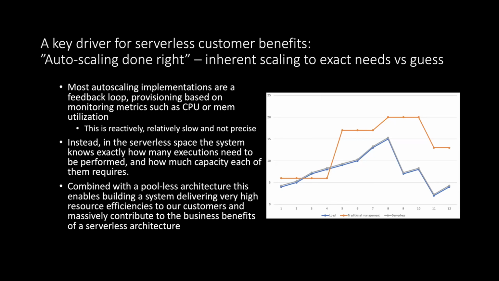So it might be adding too much or too little capacity. Versus in the serverless world, you provision capacity exactly based on what you know is incoming in terms of requests, in terms of execution requests. And from that, you can derive very precisely how much capacity is needed. You can see that on the right-hand side there with a gray line versus the orangish line.